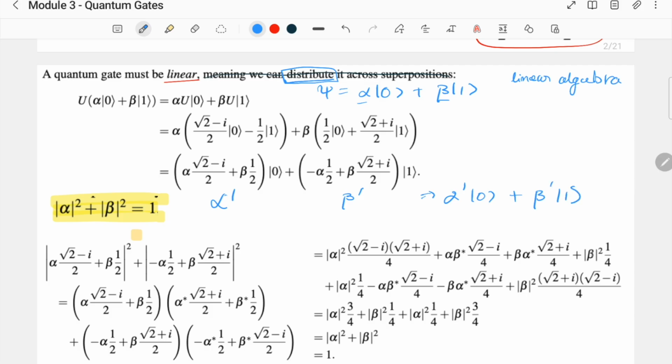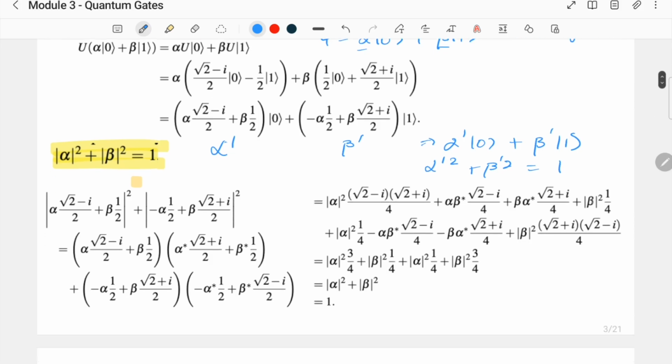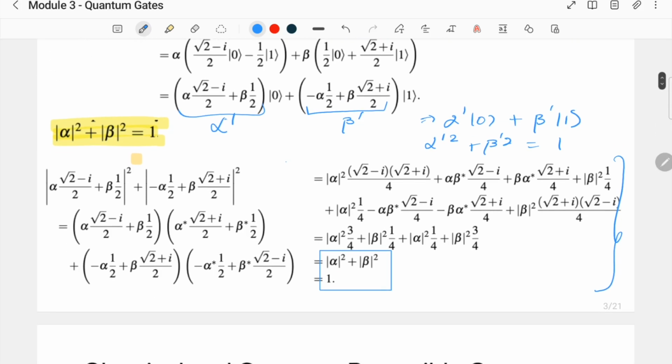And now we know that the total probability must be equal to 1. Therefore, alpha dash square plus beta dash square must be equal to 1. This thing is alpha dash, this thing is beta dash, and this is what has been done in this whole step. We prove that the total probability is conserved to be 1. You can follow these steps, it's quite trivial.